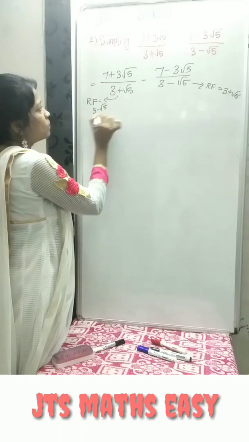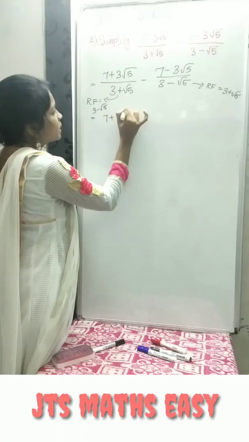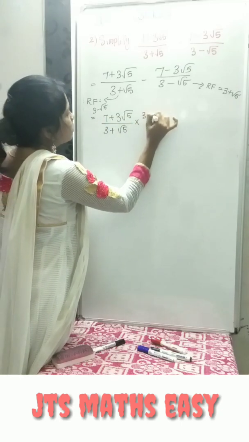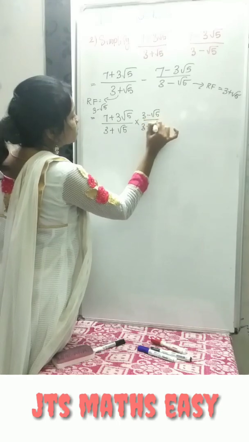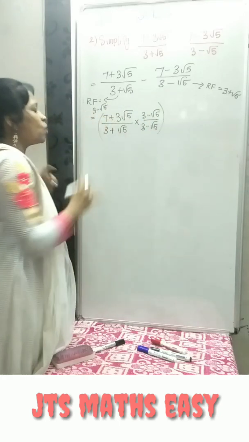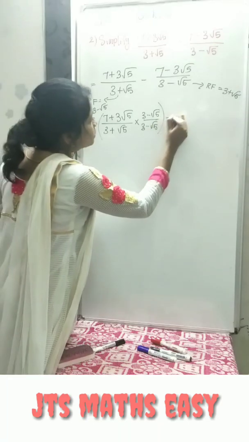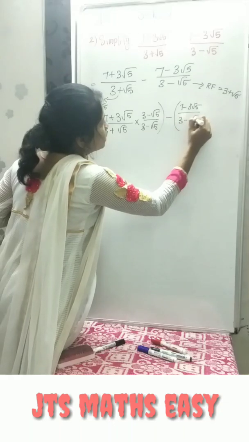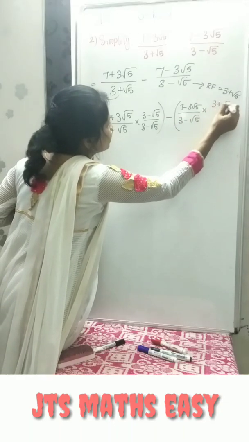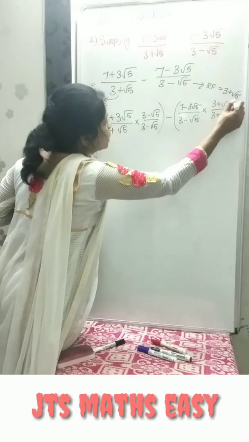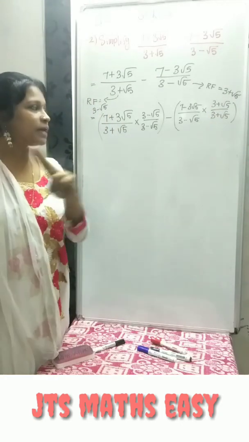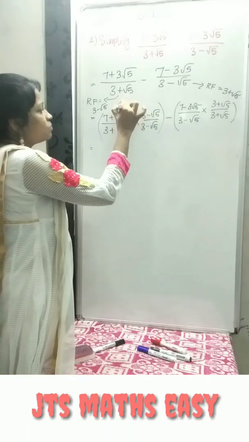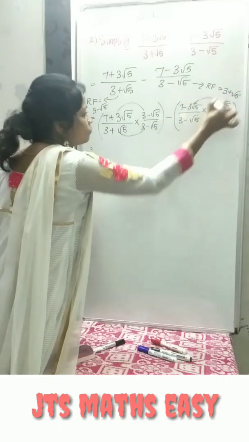So now I am going to multiply with the first term. 7 plus 3 root 5 divided by 3 plus root 5 into 3 minus root 5 divided by 3 minus root 5. Better give a bracket to avoid confusion, because we have two terms. And then 7 minus 3 root 5 divided by 3 minus root 5 into 3 plus root 5 divided by 3 plus root 5. So in step 1, I have multiplied the conjugate with the first term and the second term also.